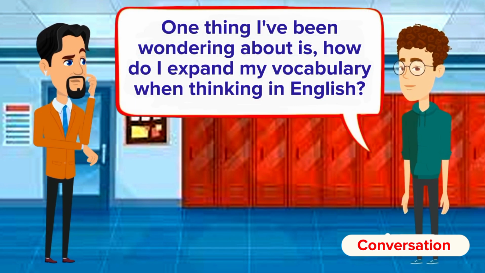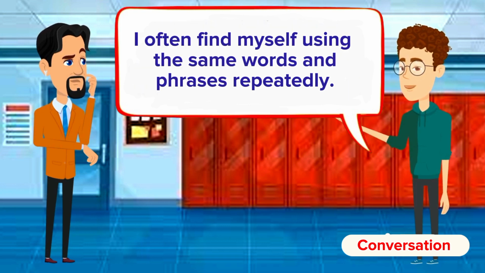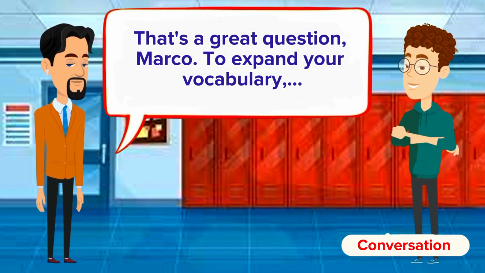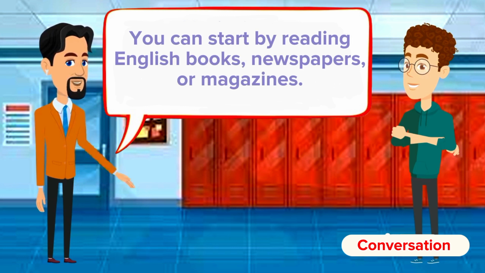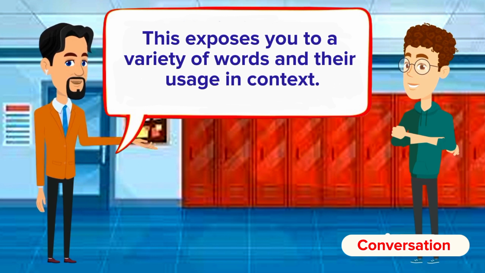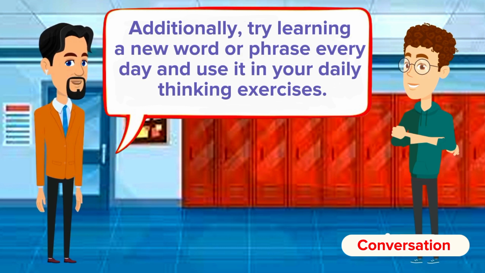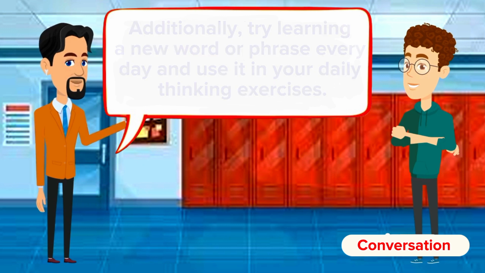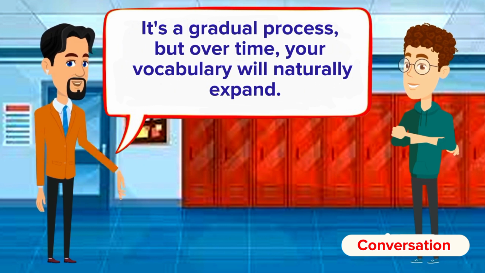One thing I've been wondering about is, how do I expand my vocabulary when thinking in English? I often find myself using the same words and phrases repeatedly. That's a great question, Marco. To expand your vocabulary, you can start by reading English books, newspapers, or magazines. This exposes you to a variety of words and their usage in context. Additionally, try learning a new word or phrase every day and use it in your daily thinking exercises. It's a gradual process, but over time, your vocabulary will naturally expand.